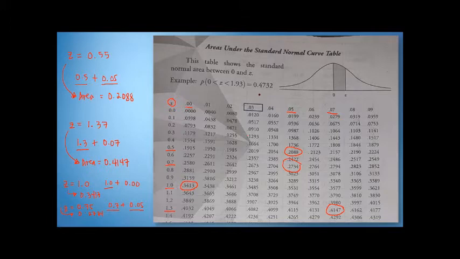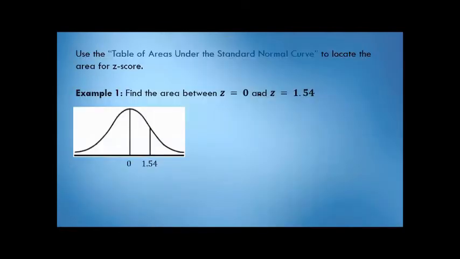Now, meron naman tayong mga areas na nasa pagitan ng dalawang z-score or mula sa isang z-score papunta sa dulo sa kanan, or isang z-score papunta sa dulo ng kaliwa. So, yun yung gagawin natin ng computation ngayon. Ayan, so again, use the table of areas under the standard normal curve to locate the area for the z-score. So we have example number 1, find the area between z equals 0 and z equals 1.54. Okay, so dalawang z-score yan.